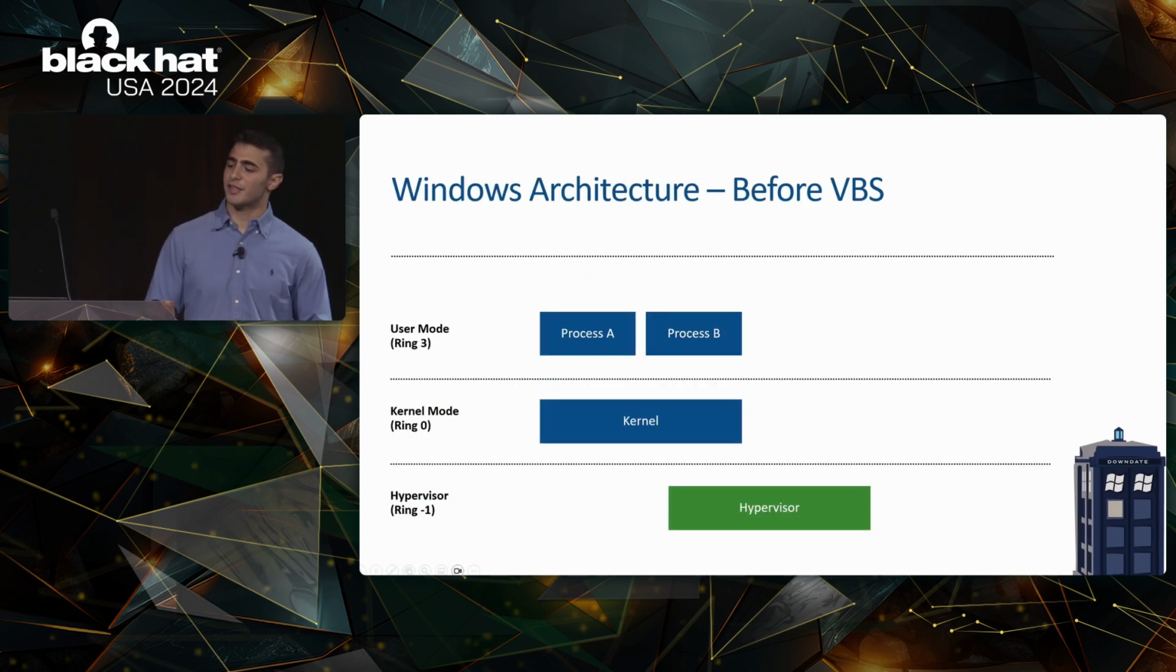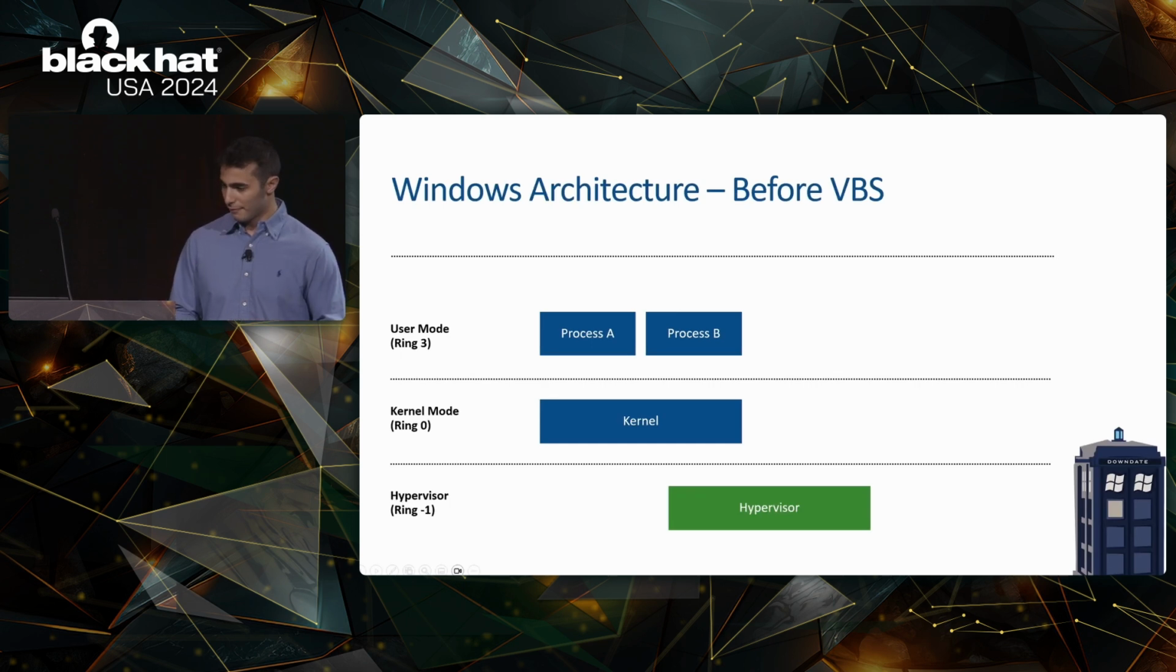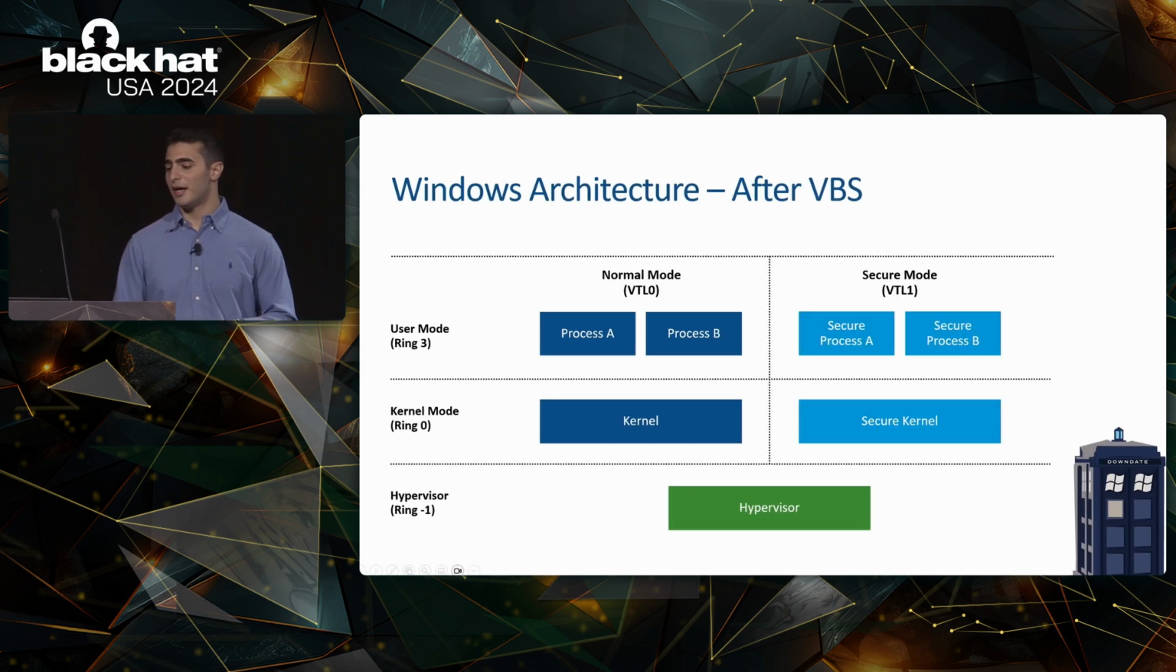So before VBS, this is how the Windows architecture looked. We had user mode in ring 3, kernel mode in ring 0, and the hypervisor running in ring -1. With VBS, the hypervisor introduces virtual trust levels, or VTLs, and the higher the VTL, the more privileged it is. Simply put, VTLs are like virtual machines. Lower VTLs should not be able to access memory or compromise higher VTLs.